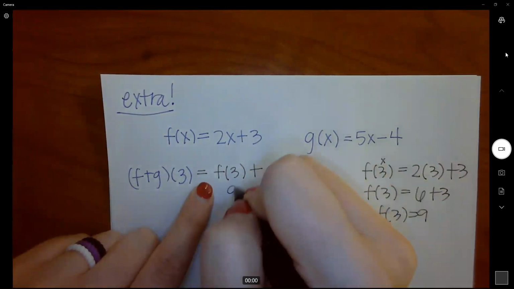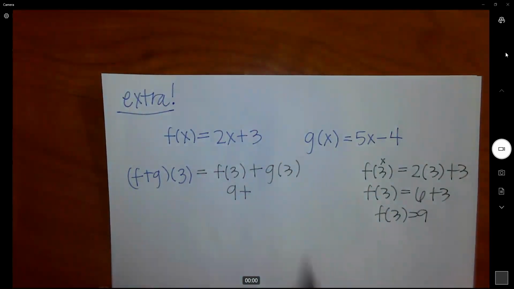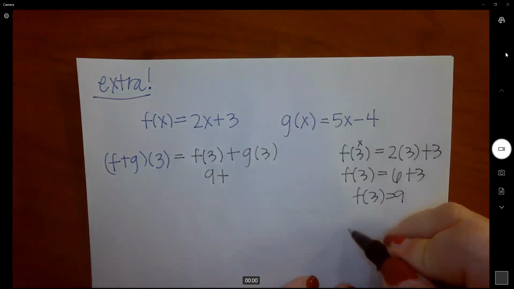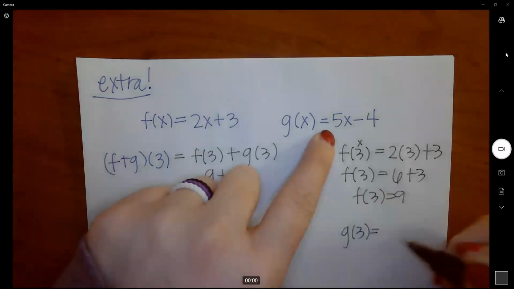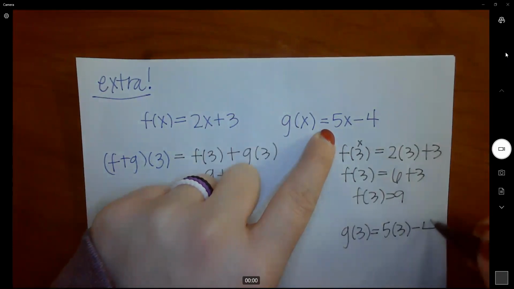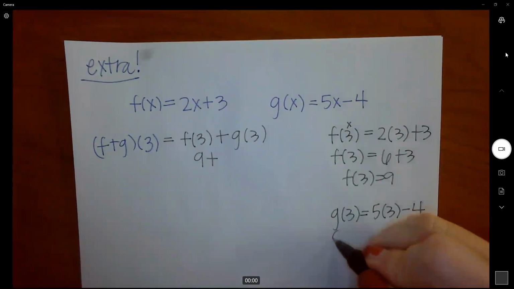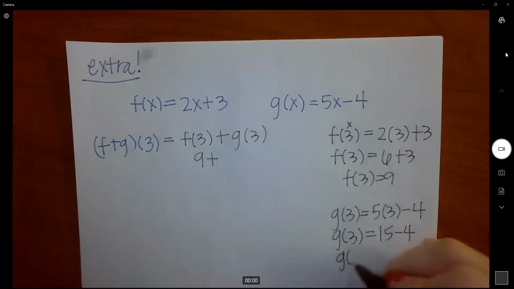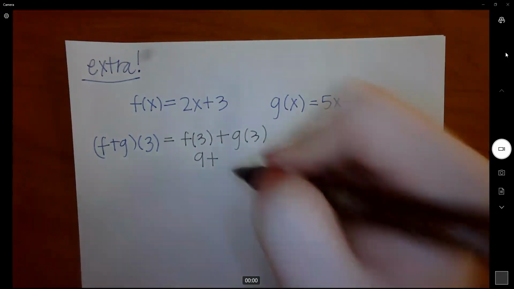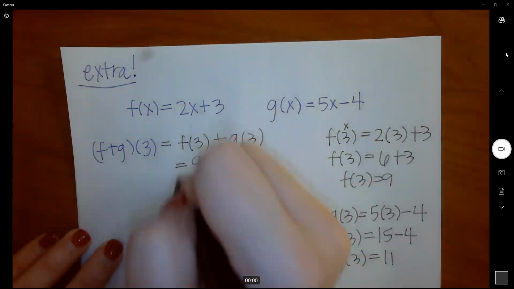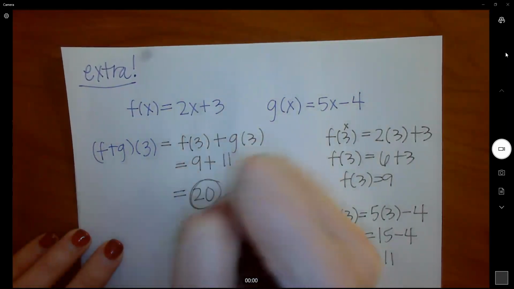So f of 3 equals 9. And then I have to do the same thing for g of 3. G of 3 equals, and then plug in a 3 everywhere I see an x. So 5 times 3 minus 4. This gives me 15 minus 4. So g of 3 equals 11. And so I would do plus 11. And so my final answer here would be 20.